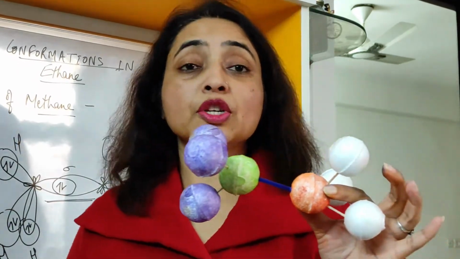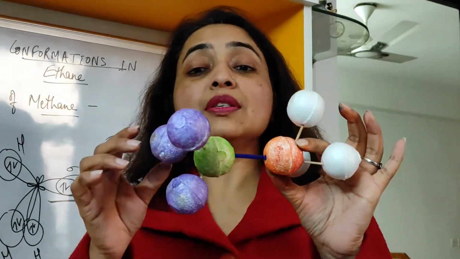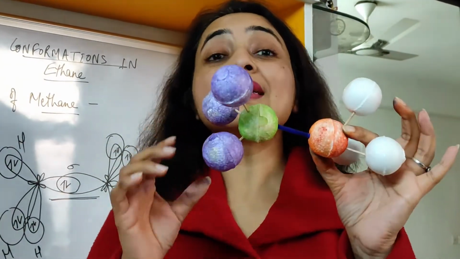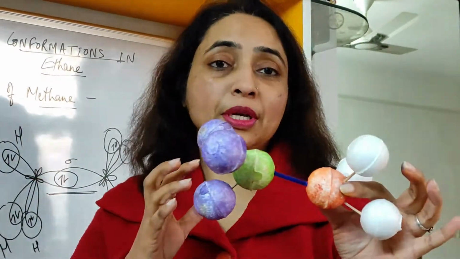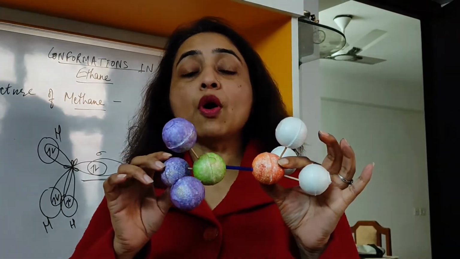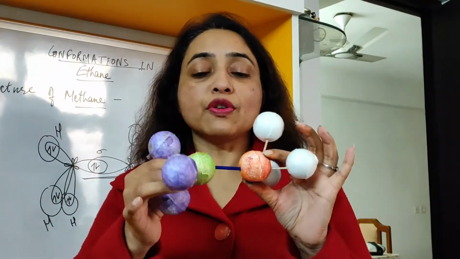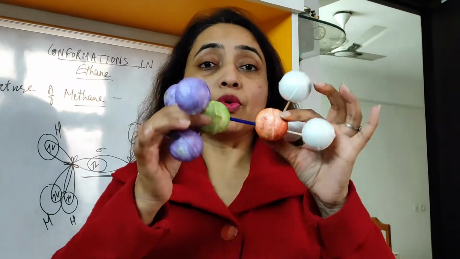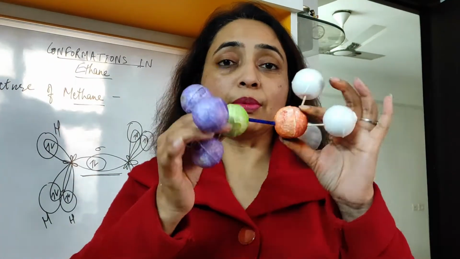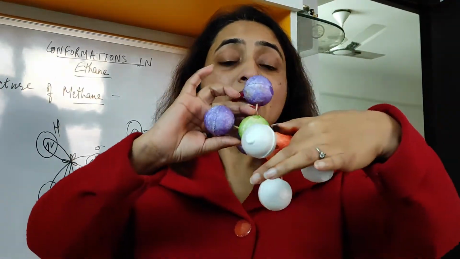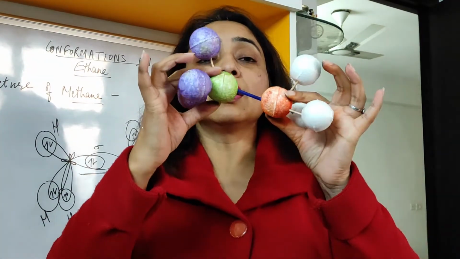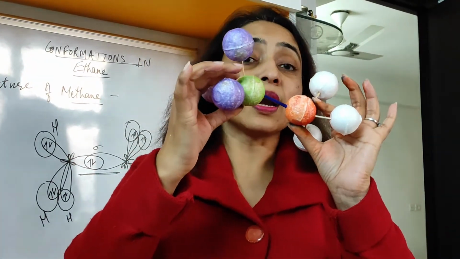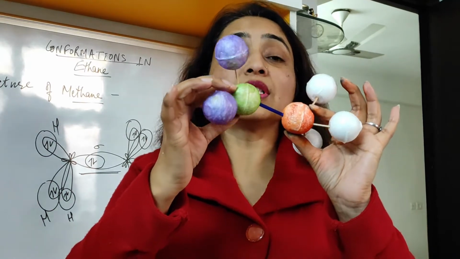So what are conformations? Basically, conformations are the different spatial arrangements. Spatial arrangement means the arrangement in three-dimensional space obtained because of the free rotation of the carbon-carbon sigma bond. We can freely rotate the carbon-carbon sigma bond in this way, and you can see that the arrangement of atoms around this bond or around the carbon atom is changing because of the single rotation.